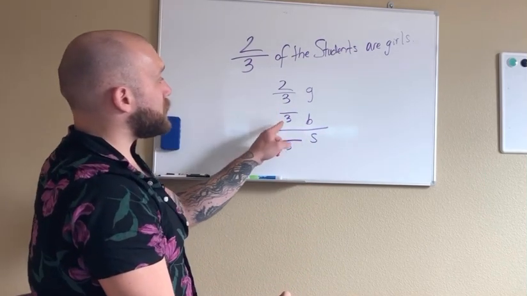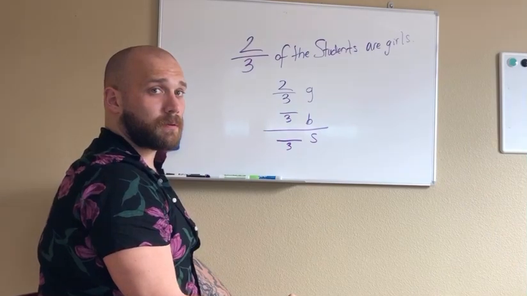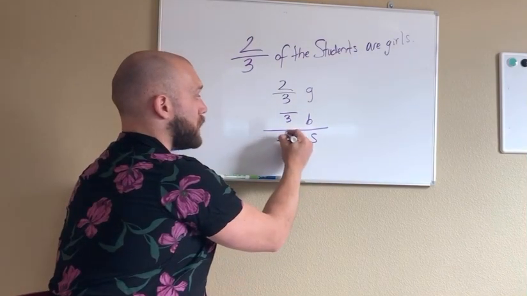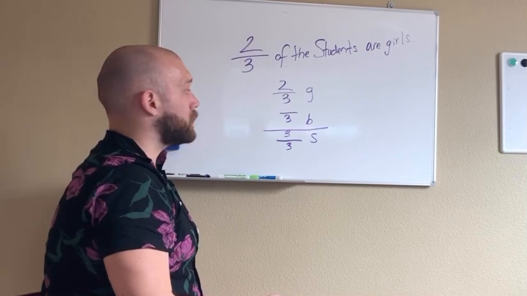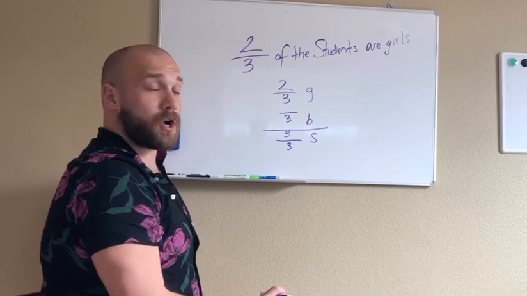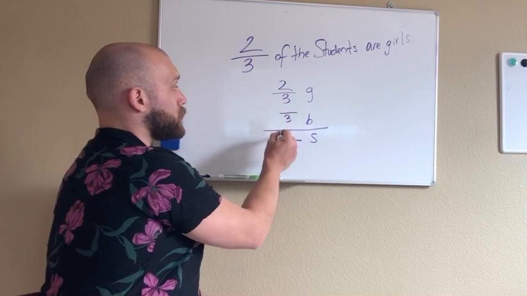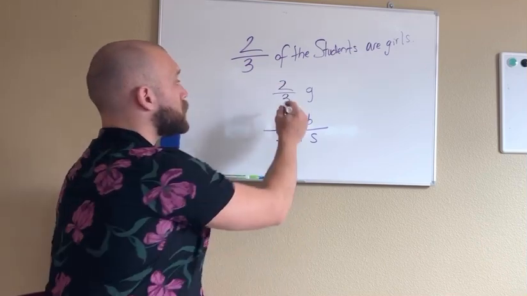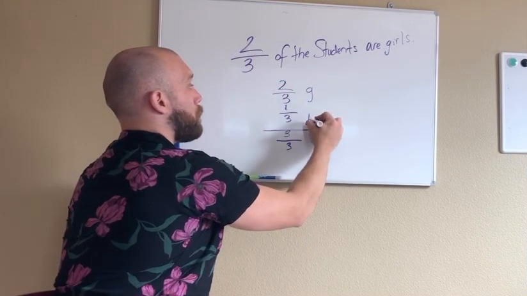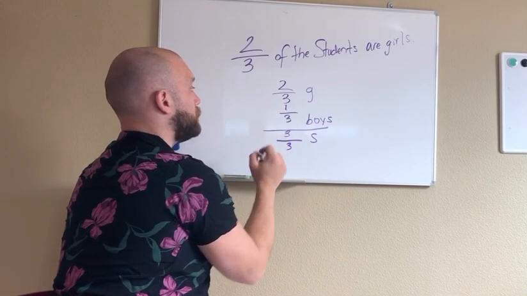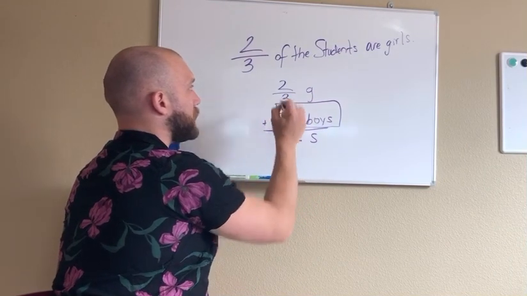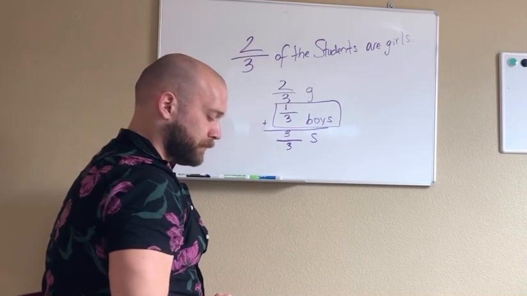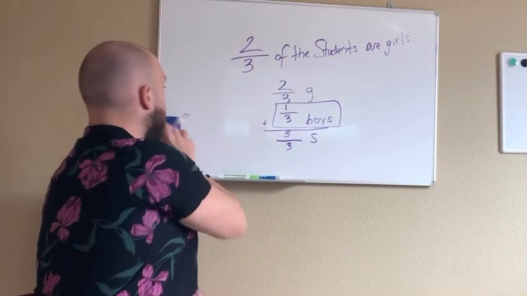How do I turn this into a whole fraction? 3/3 is what I want, because I'm saying 2/3 of the students are girls. I have 3/3 in all, so all I need to do is subtract 3 minus 2, so I know I have 1/3 boys. Adding that together, box that in. Here's the next one.